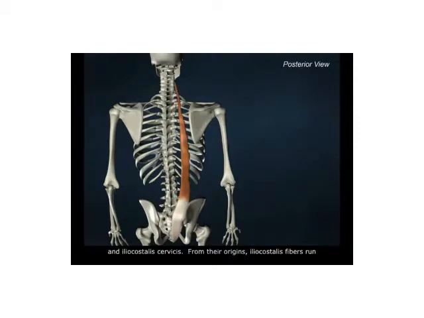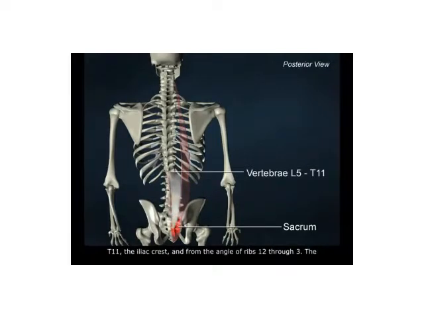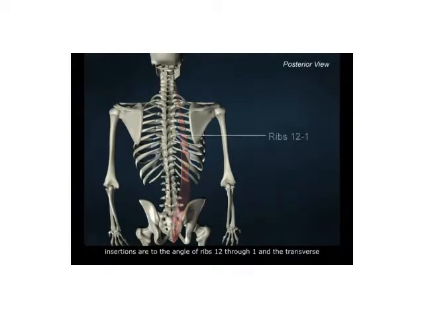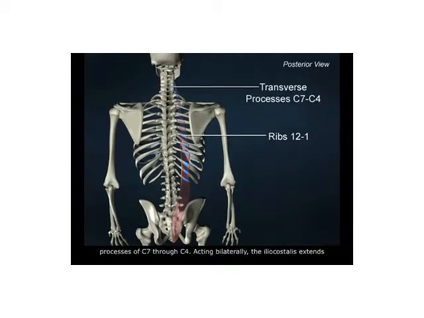From their origins, iliocostalis fibers run superiorly to insert onto parts of the vertebrae and ribs. The origins are from the sacrum, the spinous processes of vertebrae L5 through T11, the iliac crest, and from the angle of ribs 12 through 3. The insertions are to the angle of ribs 12 through 1, and the transverse processes of C7 through C4.